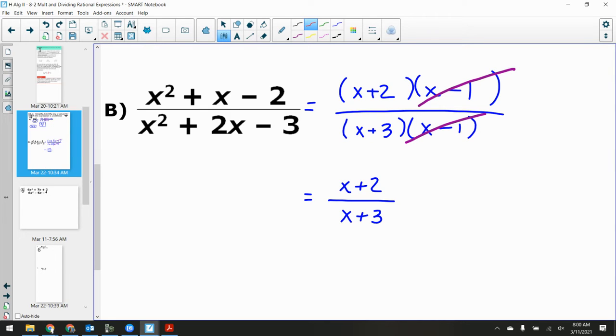So here's my answer. And what can x not be? What x values make this expression undefined? -3. I like that answer. And there's something else. It's not 0. It's not 2. It's not -2.